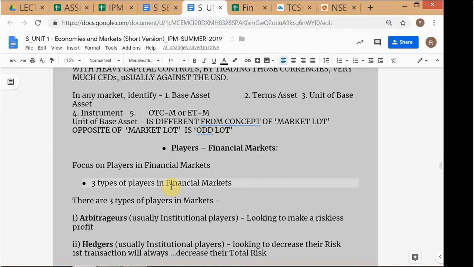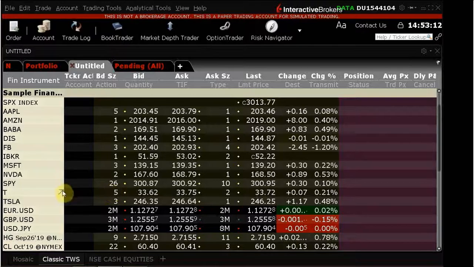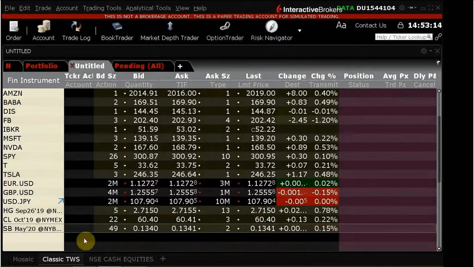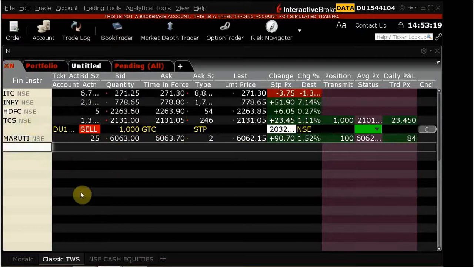lot again has to be thought of as a different concept. Now you clarify from the market concern what is the market lot. Like in India, the quoting convention, the unit of base asset for equities, here, so here I traded in 100 shares, but I could have bought even one share. So in India, the unit of base asset for which the price is being quoted is one share, and the market lot is also one share.